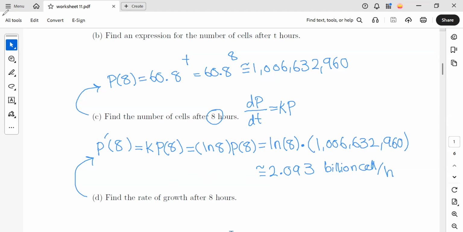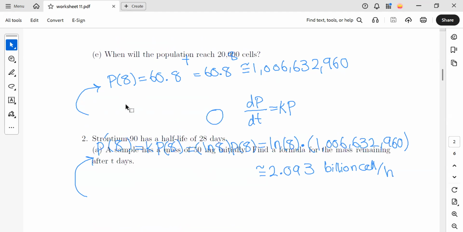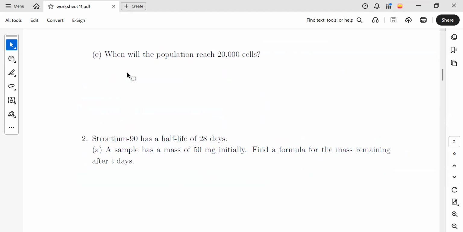Next part is asking when will the population reach 20,000. So it basically says find t when the model p of t is 20,000. So the question is, what is p of t? We found it out in the previous section that 60 times 8 to the power t is the model, and we're going to find t when it is equal to 20,000.